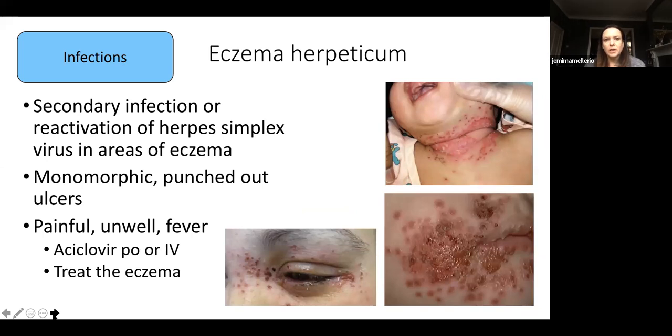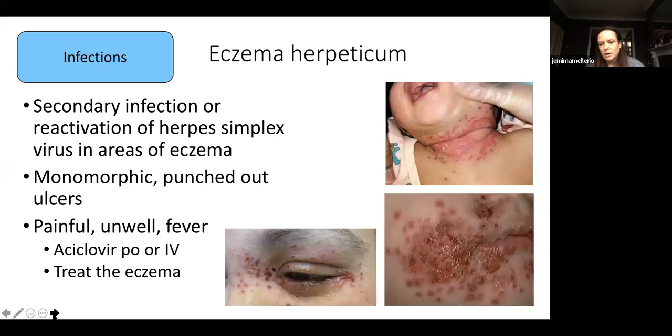Eczema herpeticum is an infection that's an important one to recognise. So I put this here under my sort of dermatology emergencies in children. And this is where a child has a background of atopic dermatitis, but they get an infection with herpes simplex or reactivation of herpes simplex in their areas of eczema. And the typical hallmark features of this you can see here in these cases is very monomorphic. All these little areas look the same, little punched out round ulcers that are a few millimetres across.